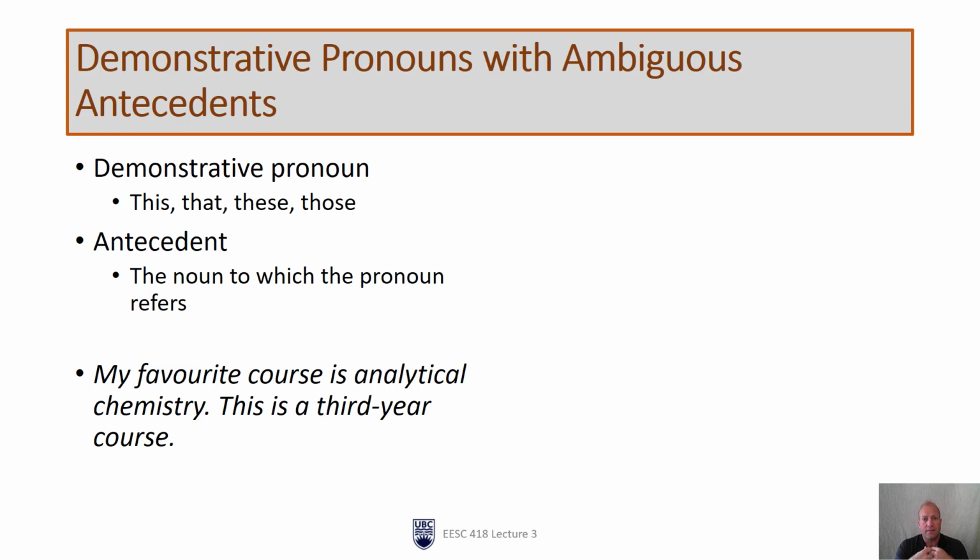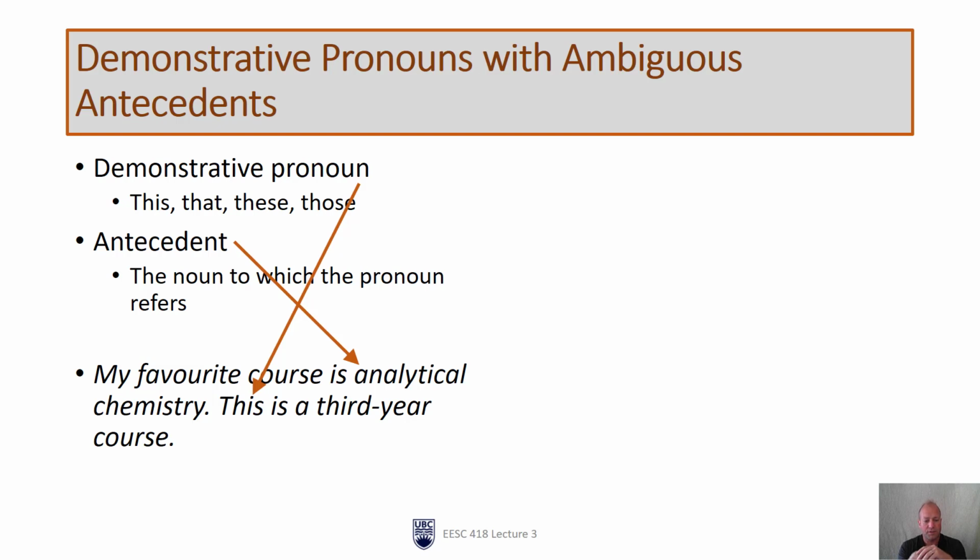And the reason it can become confusing is because when we're writing something, we don't think about what we mean when we use one of these words, and then we assume that the reader will know that as well. So moving on, the antecedent is the word that comes first. In other words, the noun to which the pronoun refers. So I'll use an example here. My favorite course is analytical chemistry. This is a third-year course.